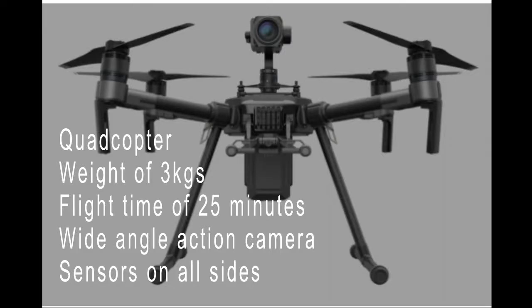The UAV that will be used for the mission is a quadcopter, which weighs just over 3 kilograms. It has a flight time of 25 minutes and houses a wide-angle action camera facing upwards to cover the largest amount of area of the underside of the bridge. The drone also has sensors on all sides so that it does not run into the columns.